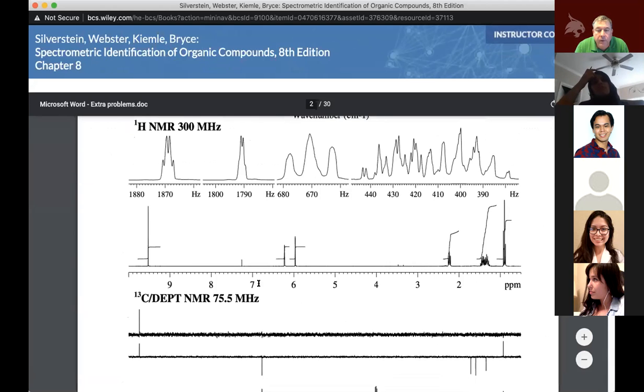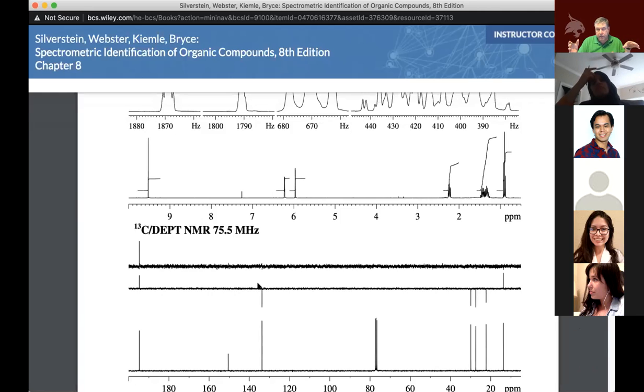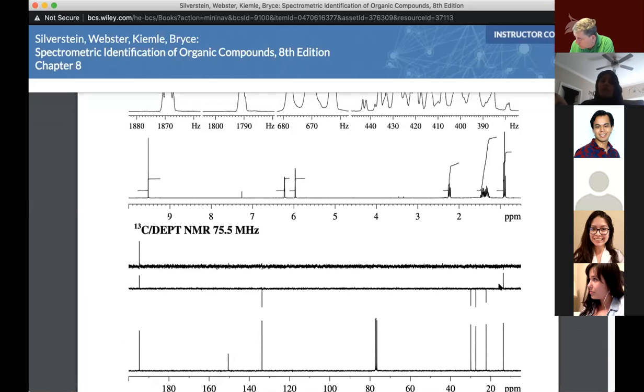And that's all we have. We don't have any HETCOR or anything like this. So we have 7 carbons. One's the carbonyl, 2 are alkenes, and 1, 2, 3, 4 are similar. And this is probably our terminal methyl group. So let's see what we can build.